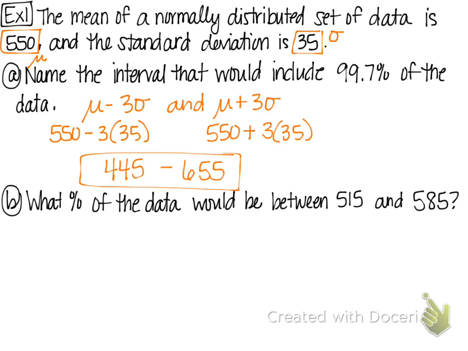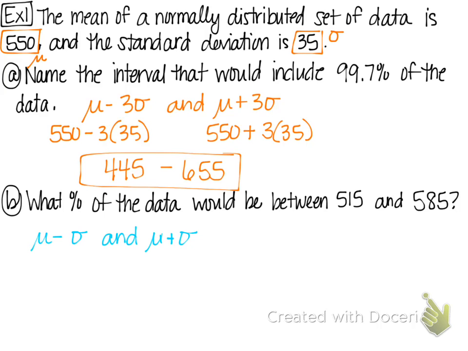Now the next thing says, what percentage of the data would be between 515 and 585? This is the reverse of the first one. This time we're looking for the percent, but we're given the range. So obviously it's not going to be 99.7% of the data. We want to do something smaller. So let's take a look at the first interval. We have mu plus sigma and mu minus sigma. Well, let's do the opposite way. Minus and then plus.